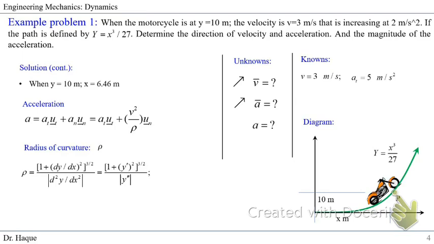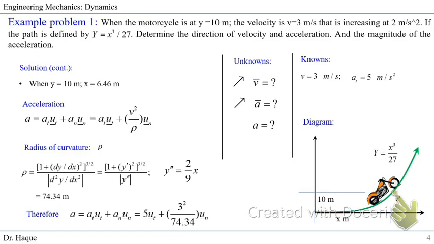So we know that we have found the value of y prime in the previous slide. The only thing we don't know is y double prime. If we take the second derivative of the given path, we find y double prime is 2x over 9, and if we plug in x equals 6.46 meters, we get the value. Plugging all the values into the equation of the radius of curvature, we find that the radius of curvature is 74.34 meters. So now we know all the items we need for acceleration.